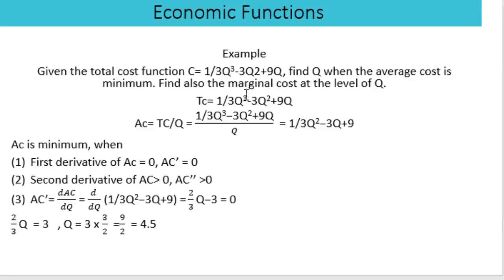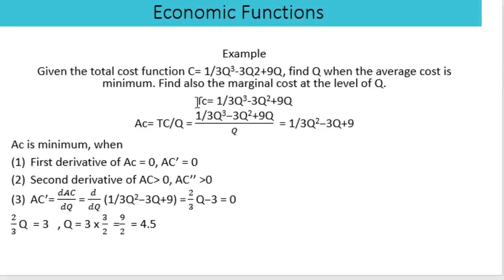Therefore, the first step is to find the average cost and find the minimum of average cost. The conditions for minimum are that the first order condition should be equal to 0 and the second order condition greater than 0. This is the condition for the minimum. Then find the value of q. Then find the marginal cost at this level of output q.